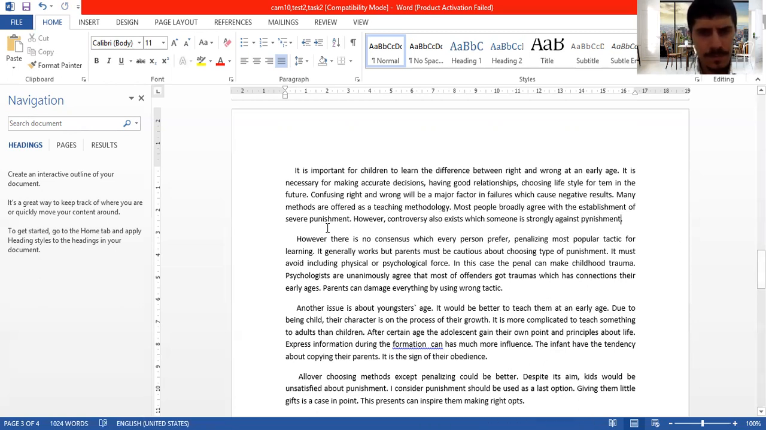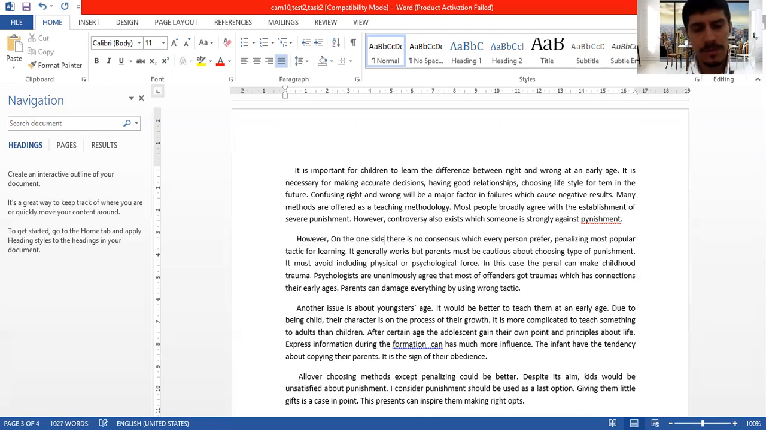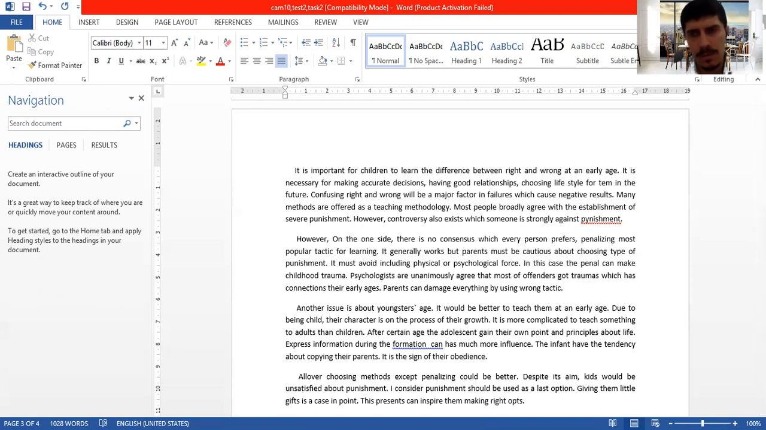However, on the one side, I would say "on the one side", not "however", because now you are starting to write about the body paragraph. It's not about the continuation of the argument, and it shouldn't be so. So there's no consensus which every person prefers. Let's say which prefers or can prefer penalizing, or you can also say punishing.